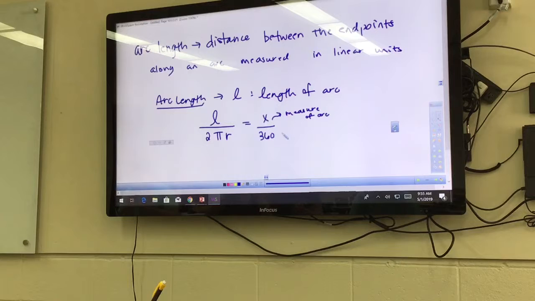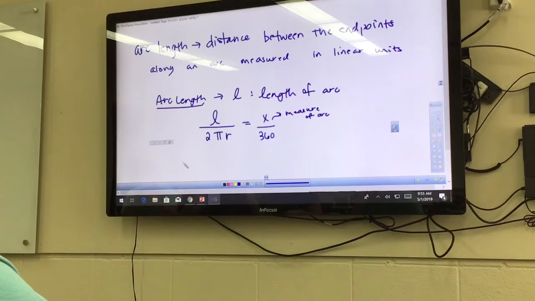You're just taking x over 360, you're finding what percent of the circle has been used, and setting it equal to L over 2 pi r, which you would end up cross multiplying. So x is going to be in degrees? Yes, because it's over 360. If you think about what that means, you're saying this much of the circle is being used. Okay?